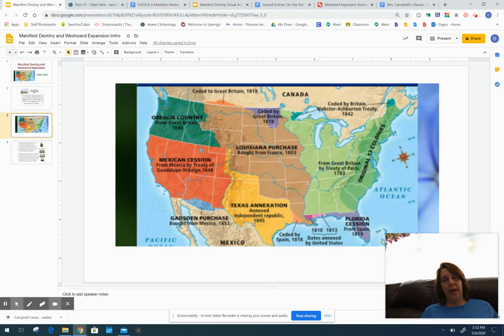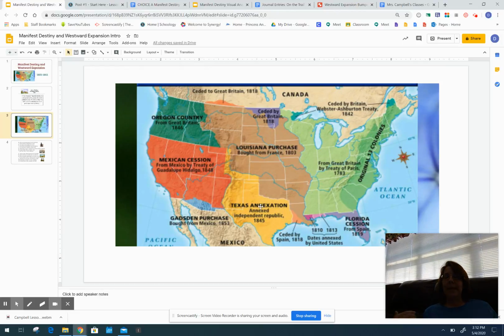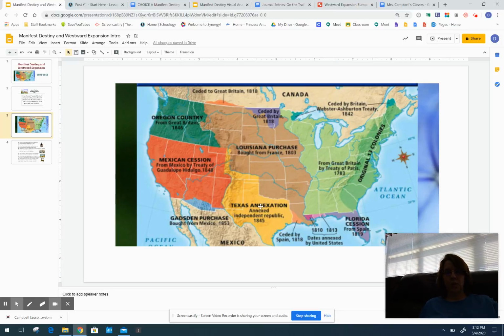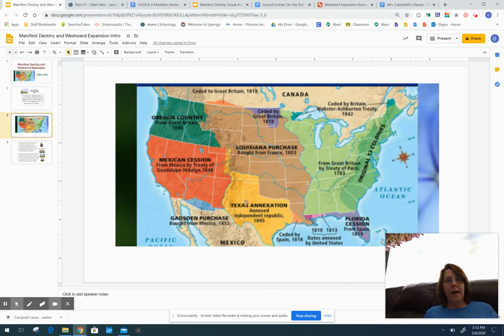These other areas or puzzle pieces are what would be happening in this time of westward expansion. Texas annexation, Oregon country, the Mexican cession, and the final piece, the Gadsden Purchase. This all took place in basically the mid 1800s to about 1853. So there was a lot of expansion going on, and that's what you're going to be learning about.